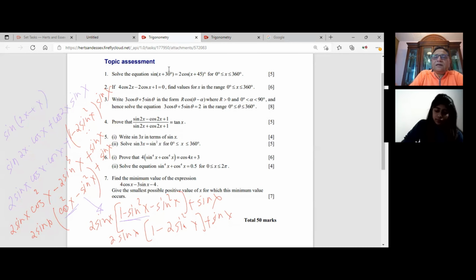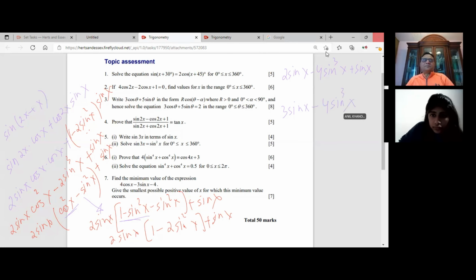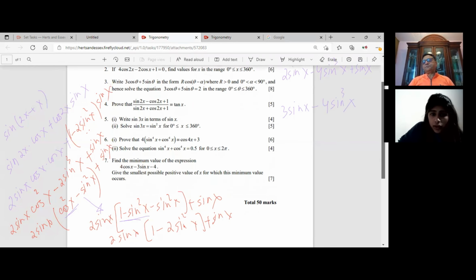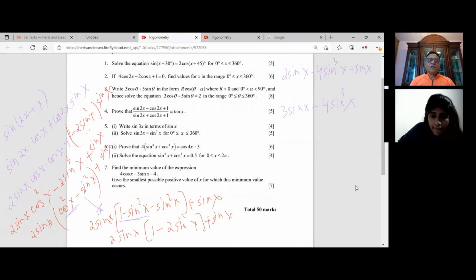So let me open the bracket again. If I open, you get 2 sin x minus 4 sin cube x plus sin x. Do you see that? And 2 and 1 is 3. So we get 3 sin x minus 4 sin cube x. So now we have a sine function. You get the idea? Right. So this is part 1, which gives you 4 marks.